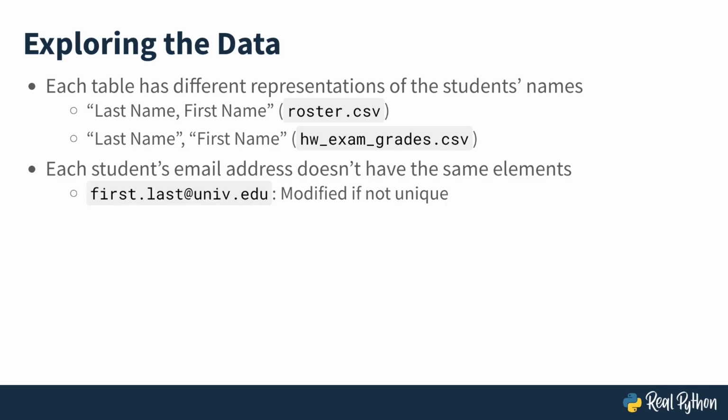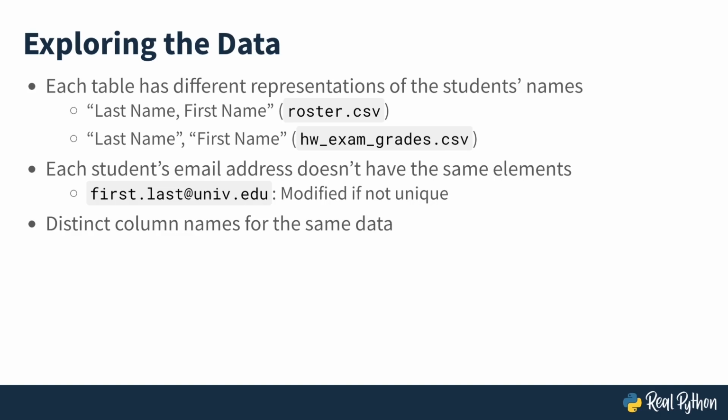Now, there is a standard pattern, which is the first name and then the last name. But if this is not a unique string, then the university system would go ahead and add maybe an extra digit somewhere to modify an email address if it's not unique.